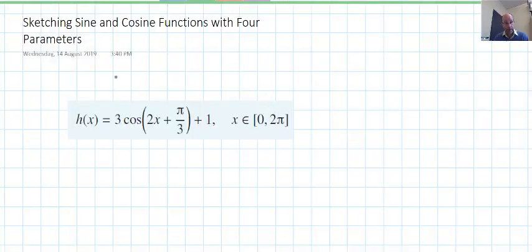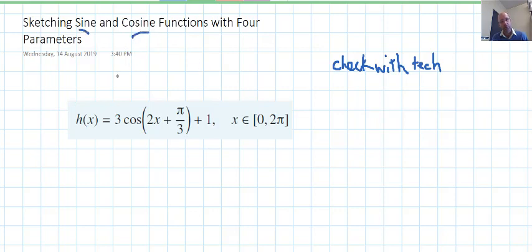We're going to do it by hand sketching, although we will check with technology. But this is a by hand method. We're going to verify it with technology. But yeah, we're going to sketch a cosine function in this video. And this video is about sine and cosine functions with 4 parameters. Pretty much this same video goes for sine. I'm going to just try it with cos.